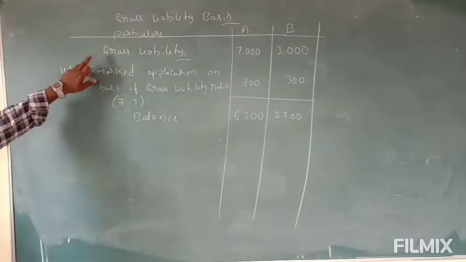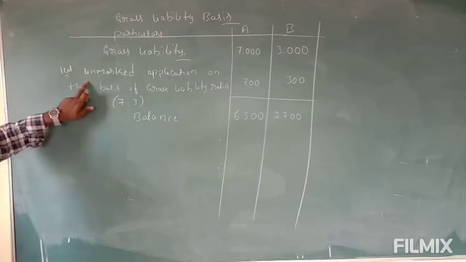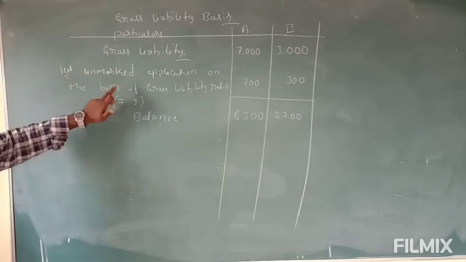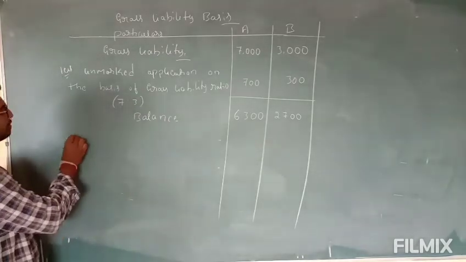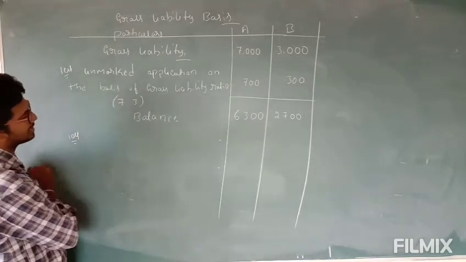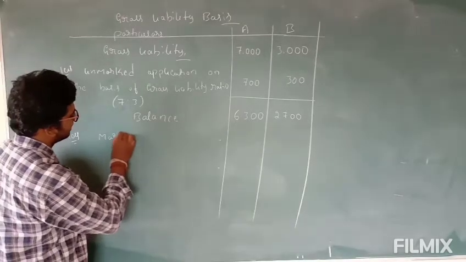Go slowly. First step, take gross liability. Next, less unmarked applications on the basis of gross liability ratio. We'll get the balance. Look at the format. Next step, we have less marked applications.